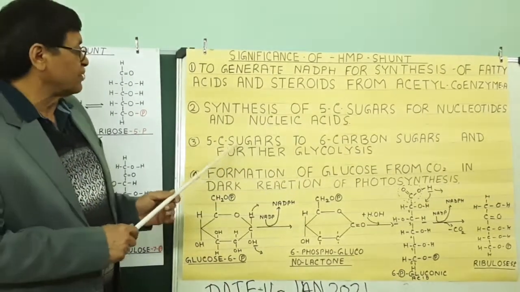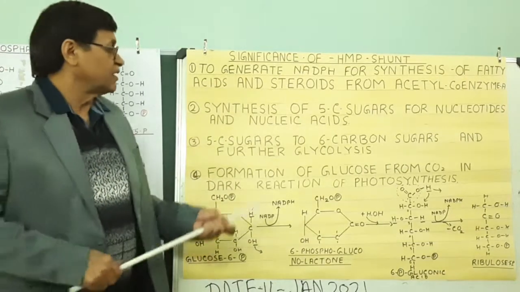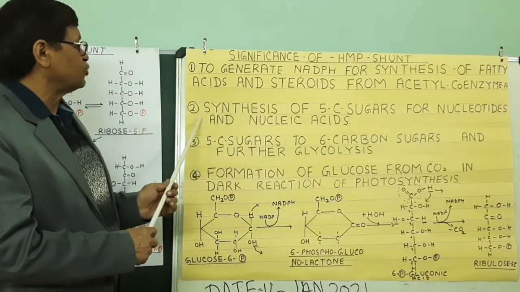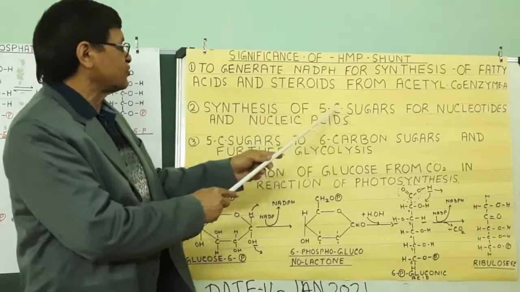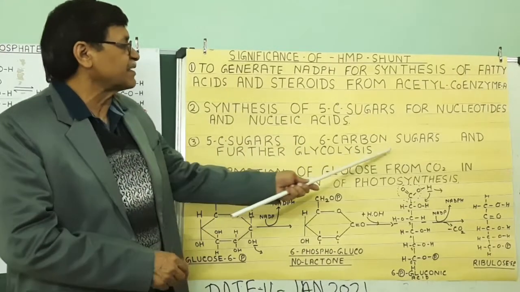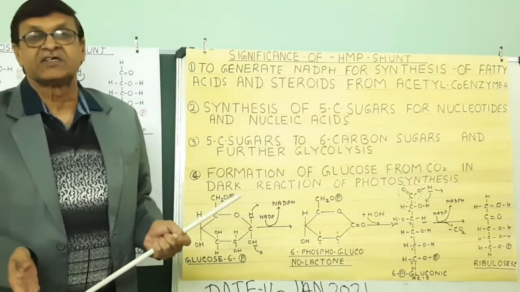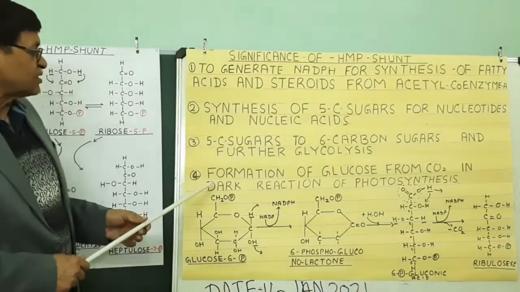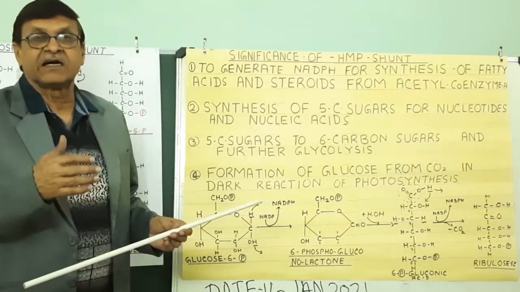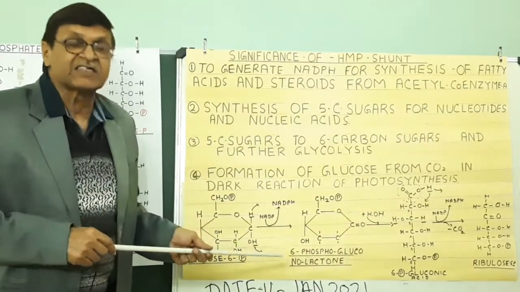it is also helpful for complete oxidation of 5 carbon sugars. In step 1, 5 carbon sugars are converted into 6 carbon sugars. In step 2, the 6 carbon sugars are converted to 5 carbon sugars. Here 6 carbon sugars may be formed from 5 carbon sugars and then they can undergo glycolysis. So this way 5 carbon sugars can also be oxidized by glycolysis and the Krebs cycle. And the fourth importance is that the glucuronic acid formed in this pathway and some 5 carbon sugars are intermediates in the dark reaction of photosynthesis.